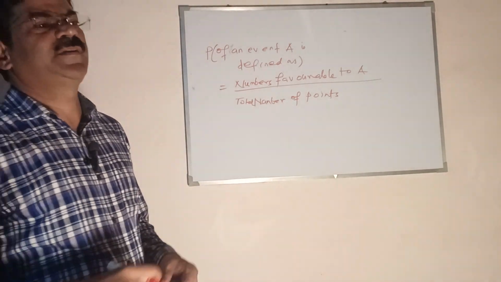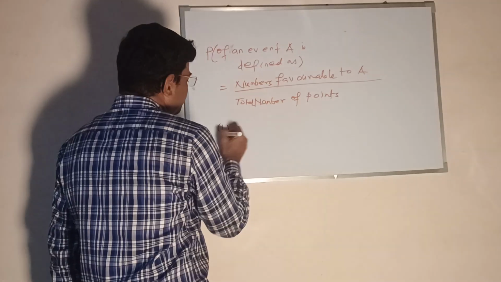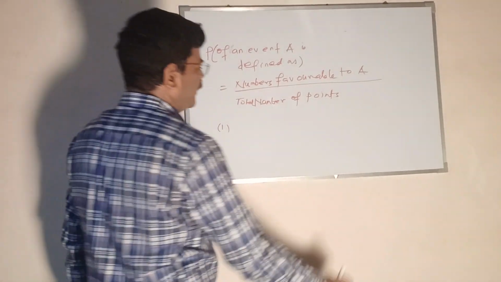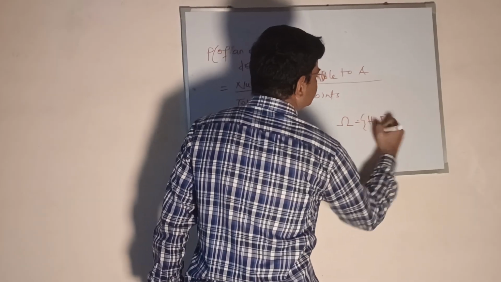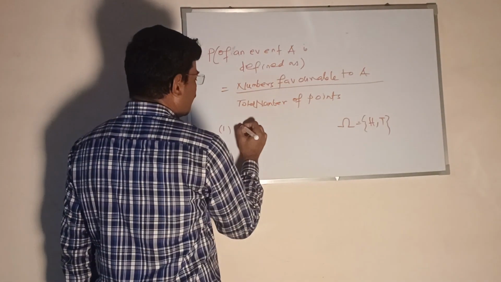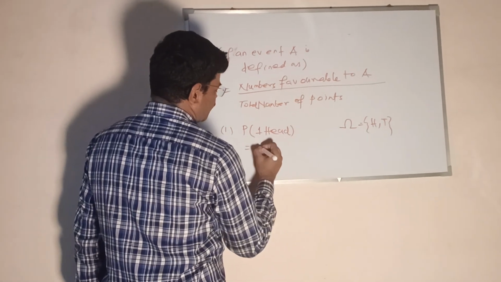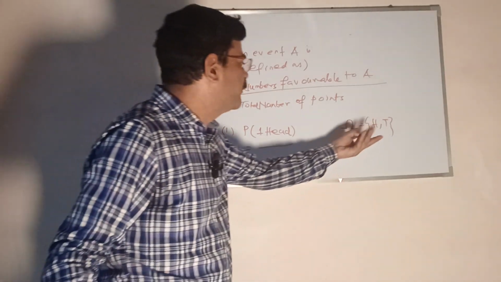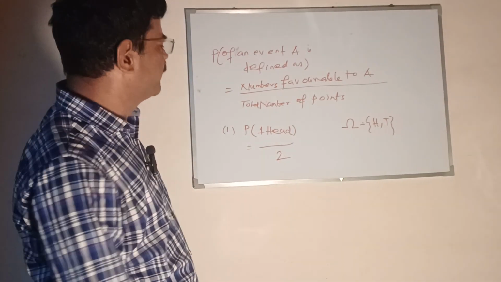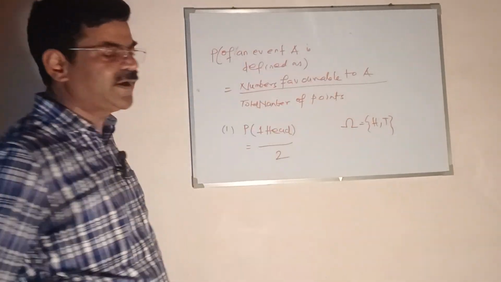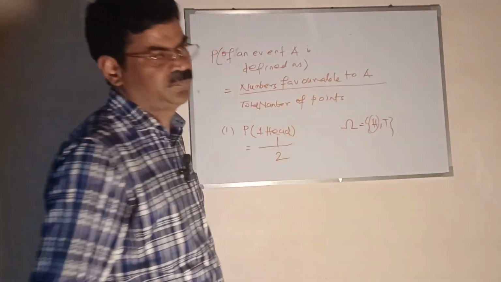So let's try to calculate the probability one by one. In the first experiment, you remember I have sigma as H and T. What is the probability of getting one head? How many points do I have in total? 1 and 2, so it will be 2. The favorable to that is this item. So this is 1 by 2. This is the answer.